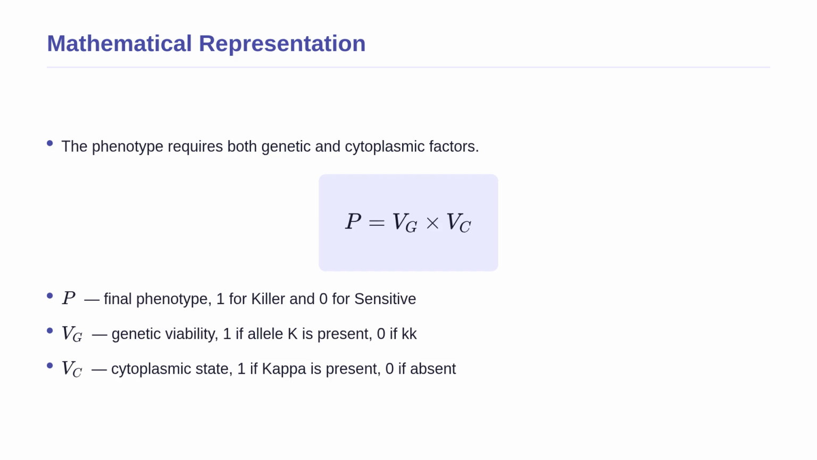It equals 1 if the dominant allele K is present and 0 if the genotype is strictly recessive. Finally, V sub C represents the cytoplasmic state, which equals 1 if kappa particles are physically present and 0 if they are absent. Because this is a multiplication formula, if either the genetic support or the physical bacteria is missing, the product becomes 0 and the cell defaults to a sensitive state.